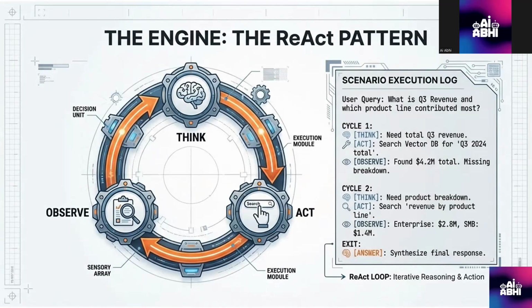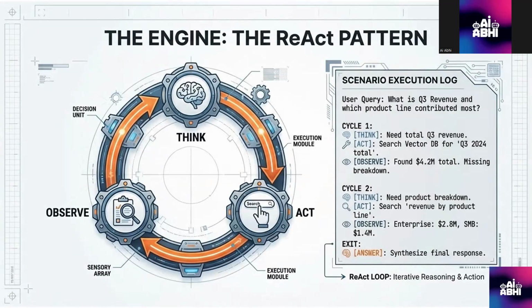It stands for reasoning plus acting. Okay, and it's beautifully simple. So the agent follows a loop. Step one, that is think. So the agent thinks for the reason. So basically the agent reasons about what it needs to do in the next step.